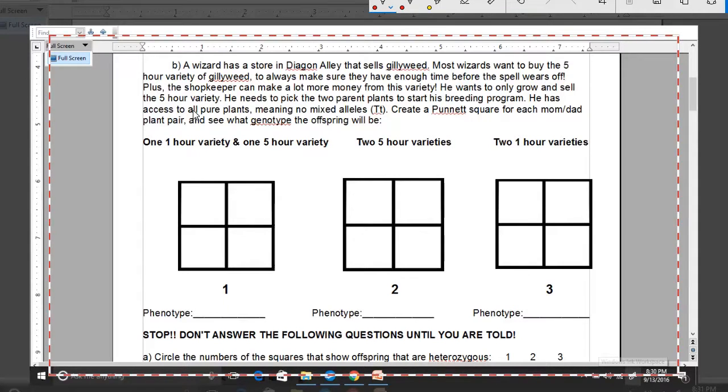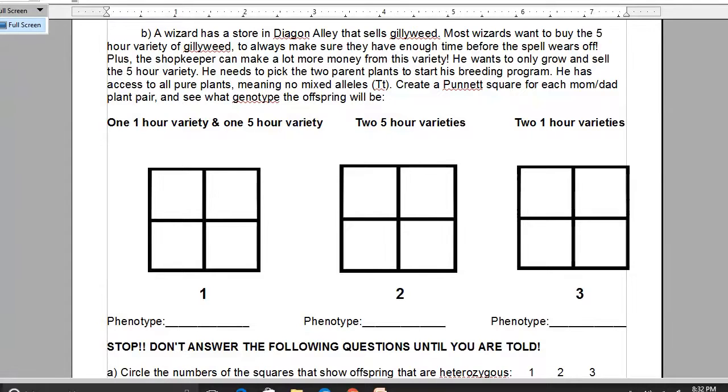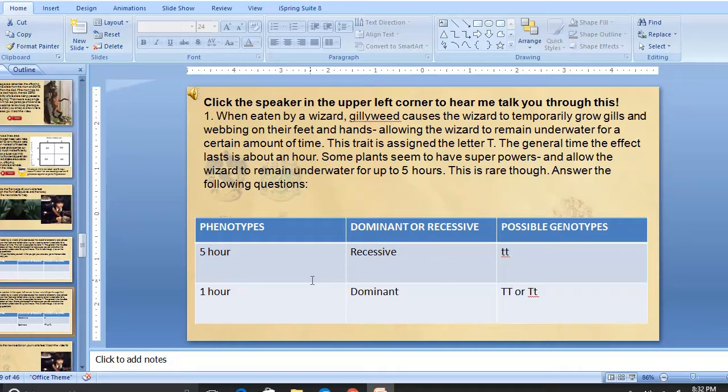He has access to all pure plants, so he does not have any plants that have mixed alleles, capital T, little t. When we go back and look at our slide, we can see here that 5-hour will only have a genotype of little t. So now we already know what the 5-hour parent is. We know its genotype. 1-hour can have 2 possible genotypes, either capital T capital T or capital T little t.